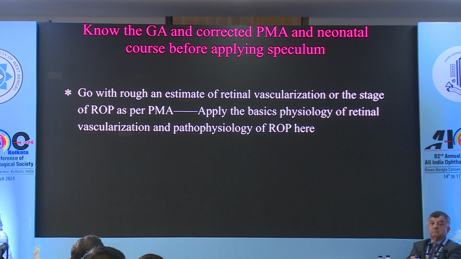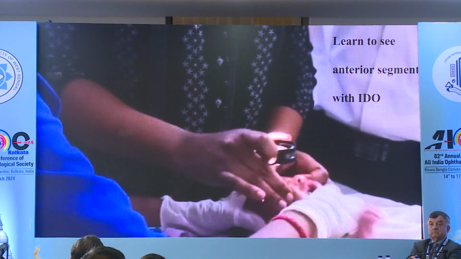You must go inside with a certain mental picture, and you will need to learn how to see the anterior segment without using a slit lamp. So you will need to practice this, and you will need to identify certain things like corneal haze, poorly dilating pupil, tunica vasculosa lentis, NVI.